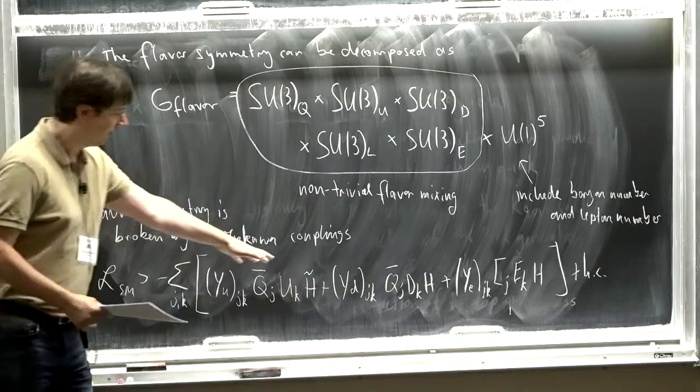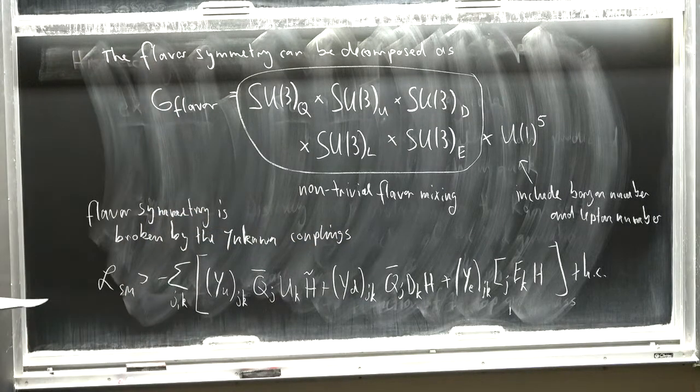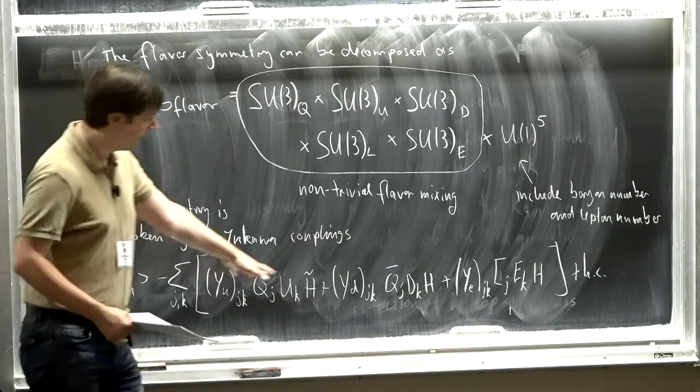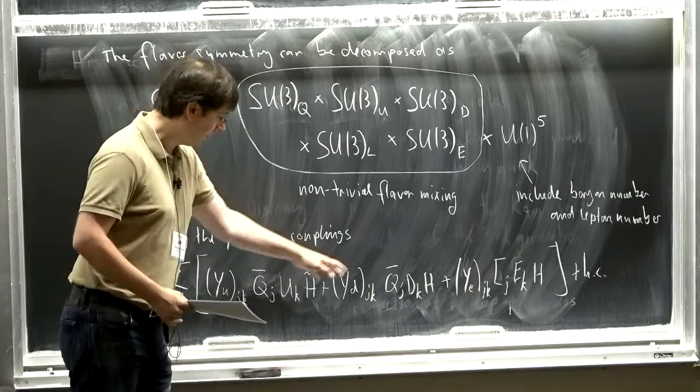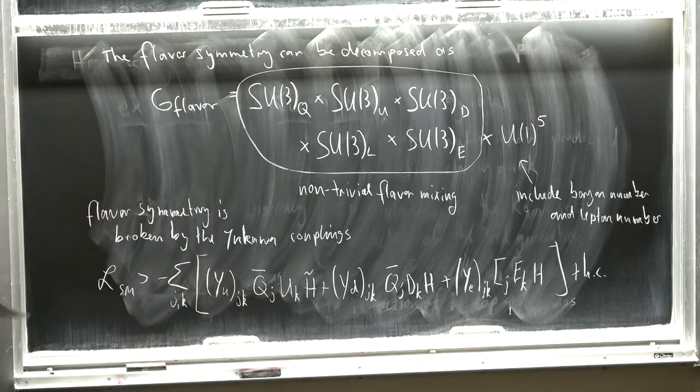And that's in a convention where the hypercharge of the Higgs is plus 1/2. And these are the gauge invariant terms that one can build out of the fermions and the Higgs at dimension 4. And as I said, these Yukawa couplings that show up here, this YU, YD, YE, they are in principle complex 3 times 3 matrices. So 3 times 3 matrices in flavor space.